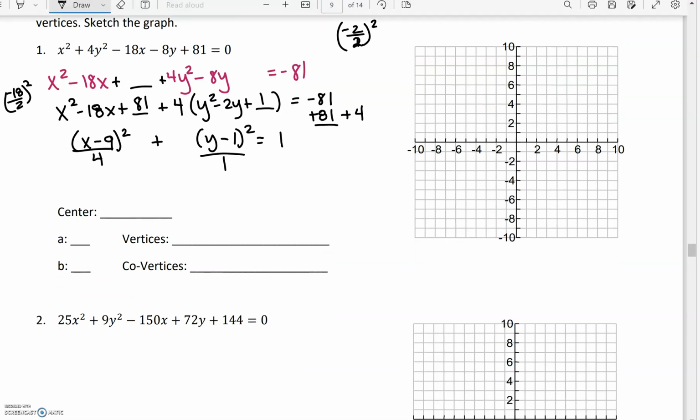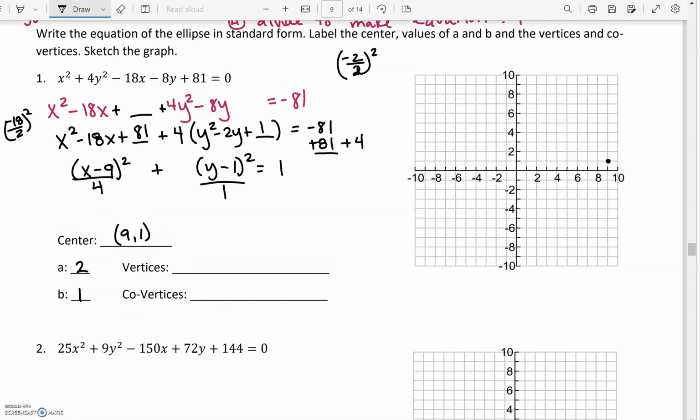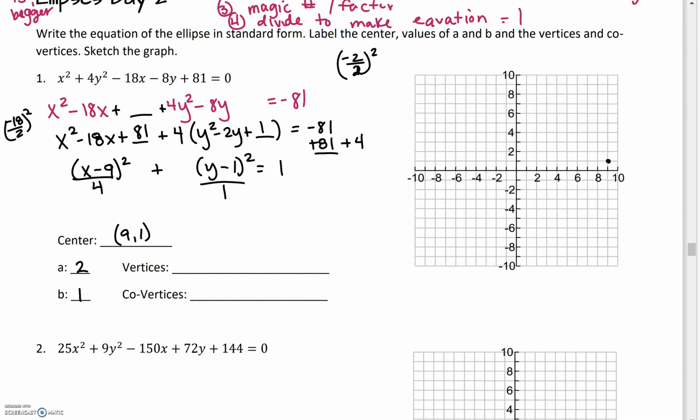So our center is at 9, 1. Our a is the bigger number, which is 4, so square root of 4 is 2. And then 1 squared is 1. So we're going to go to 9, 1, put a dot, and we're going to have our a being 2, so kind of going out, then 1 going up and 1 going down. And there we go. So our vertices are 7, 1 and 11, 1, and then 9, 0 and 9, 2.